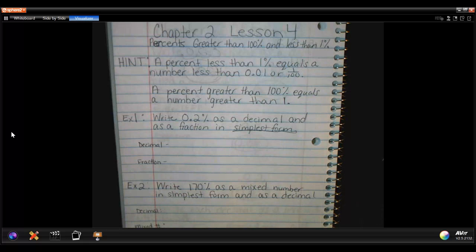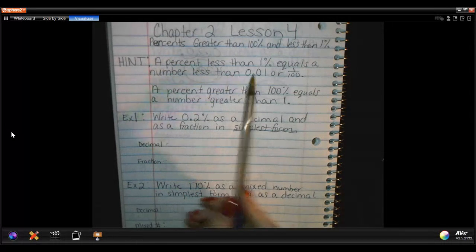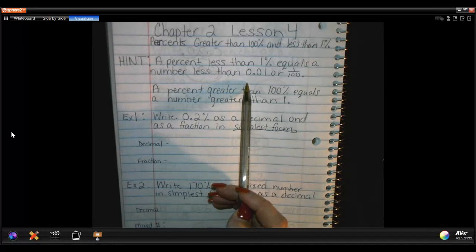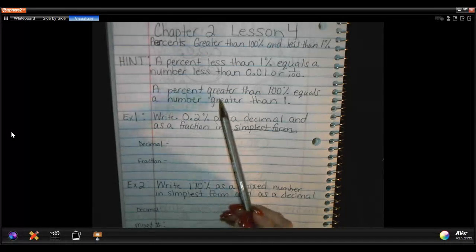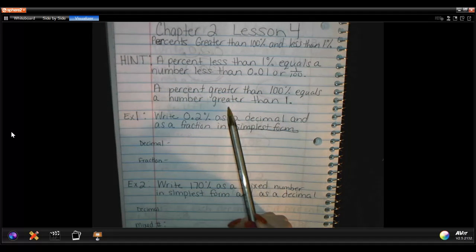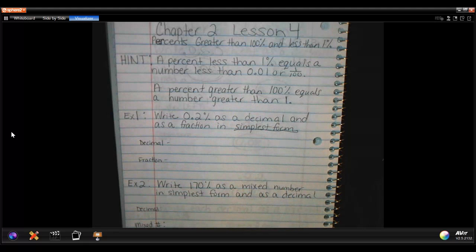Okay, some things we need to remember, and I put this little hint here. A percent that's less than 1% equals a number that's less than 0.01 or 1/100th. A percent that's greater than 100% equals a number greater than 1. So if you had a 2 here, it'd be 200%. And we're going to talk about what that is today.